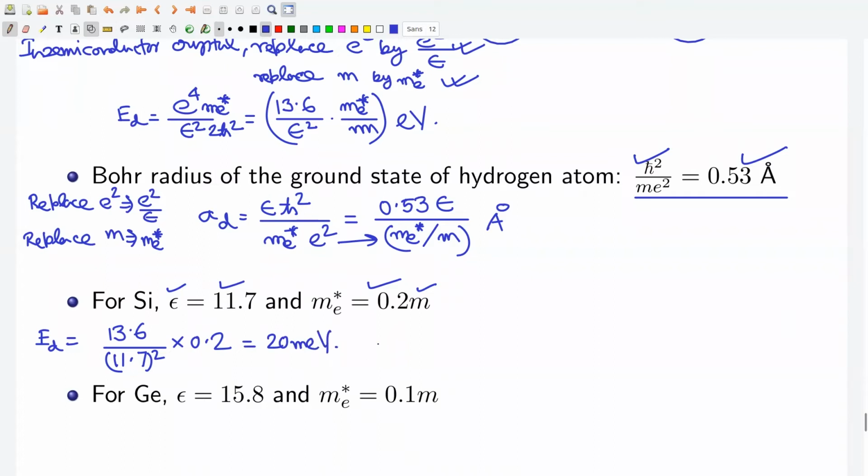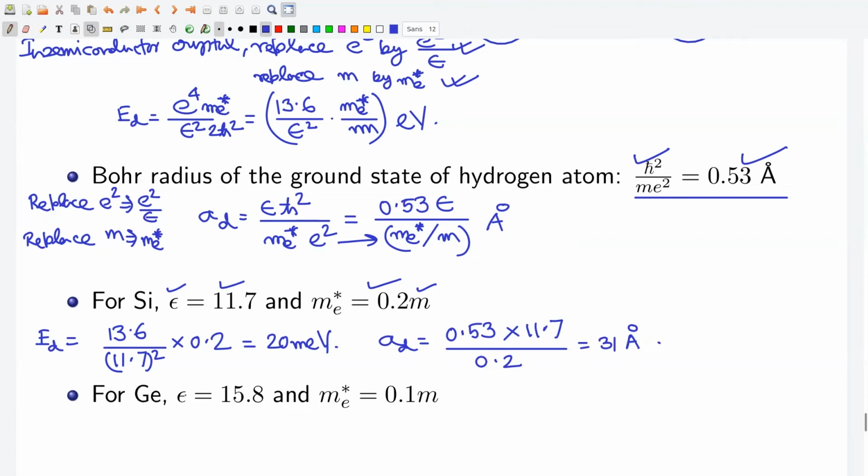And this is roughly equal to 20 milli electron volt. Similarly, for silicon, the Bohr radius is AD is equal to 0.53 times epsilon, which is 11.7, divided by effective mass, which is 0.2. And this is approximately equal to 31 angstrom.